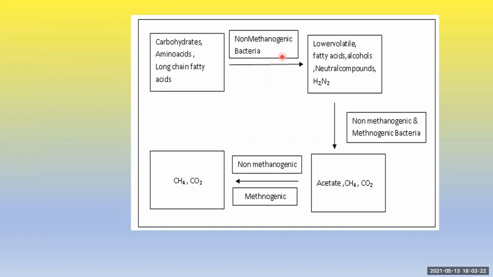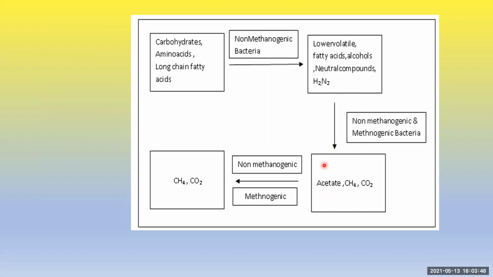Non-methanogenic bacteria, rather you can say facultatively anaerobic bacteria, degrade these long chain polymers into short chain fatty acids, alcohols, and neutral compounds. Nitrogen gas is produced, hydrogen gas is produced. Again, in the next stage, the non-methanogenic bacteria convert the short chain fatty acids into acetate. Okay, and methanogenic bacteria produce methane.